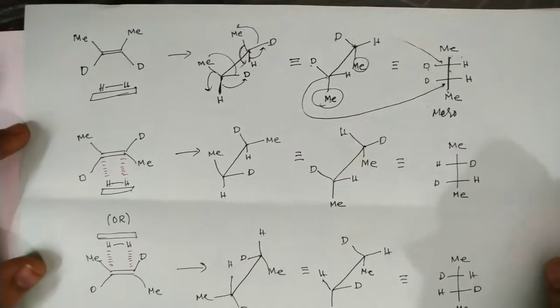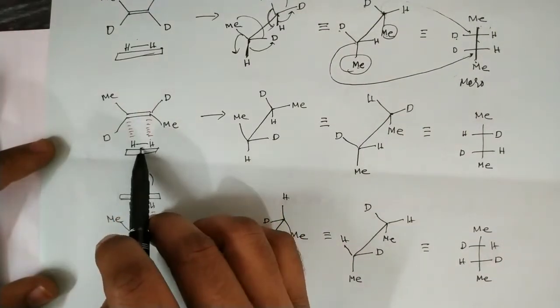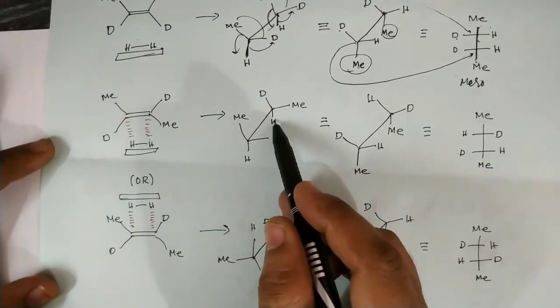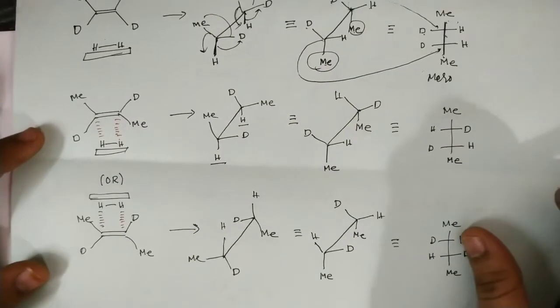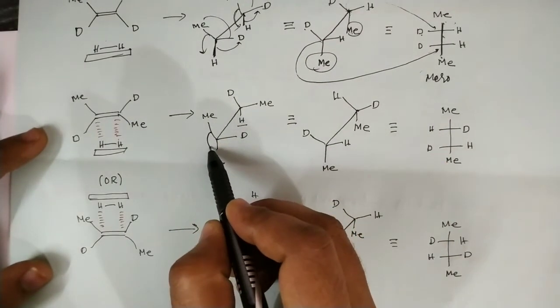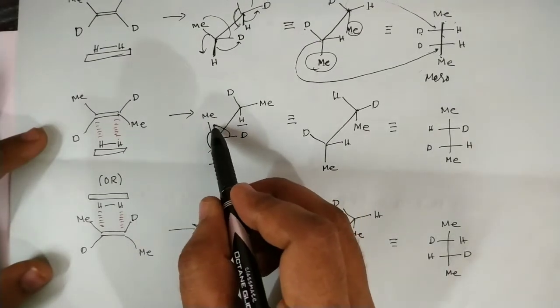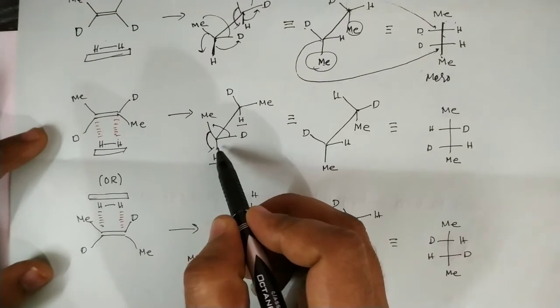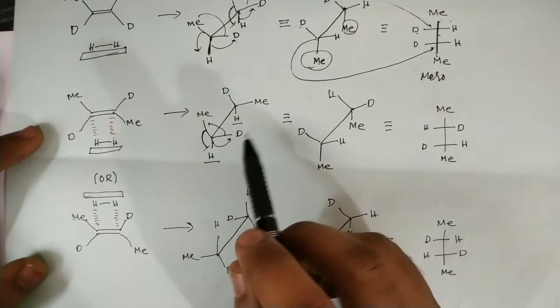So see this one. Now this is the trans compound, and this trans compound on addition of hydrogen, we will get this one. Hydrogen downward direction, here hydrogen downward direction. So again for simplification we can convert this structure, like this with a 120 degrees angle. So here deuterium goes to this place, the methyl goes in the downward direction, and this hydrogen goes to this place.